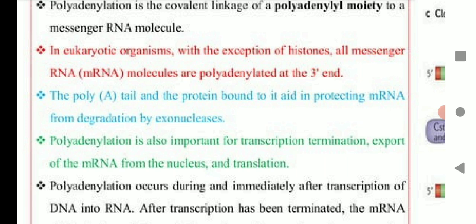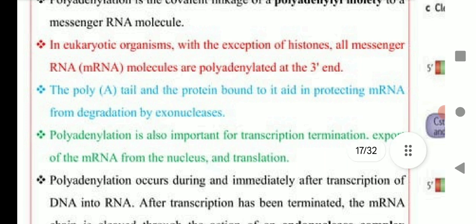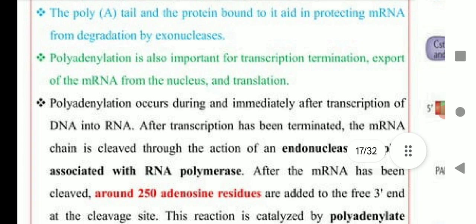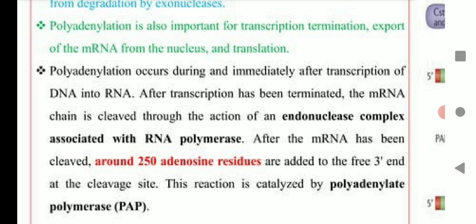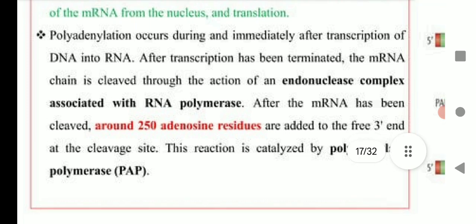Normally, the polyadenylation occurs during and immediately after the transcription of the DNA to RNA, through the action of the exonuclease complex associated with the RNA polymerase. After the mRNA has been cleaved, around 250 adenosine residues are added to the 3' end of the cleavage site. This reaction is catalyzed by the enzyme called polyadenylate polymerase. So, how many residues are added by the polyadenylate polymerase? Around 250 adenosine residues.